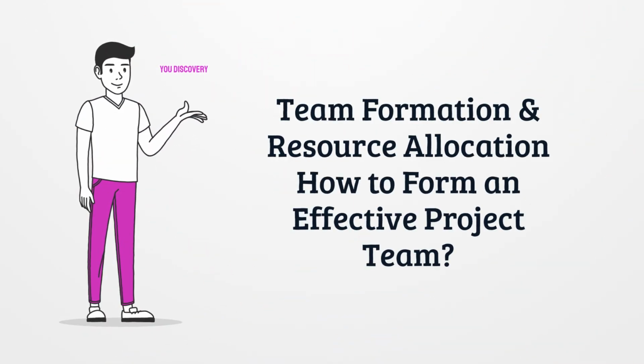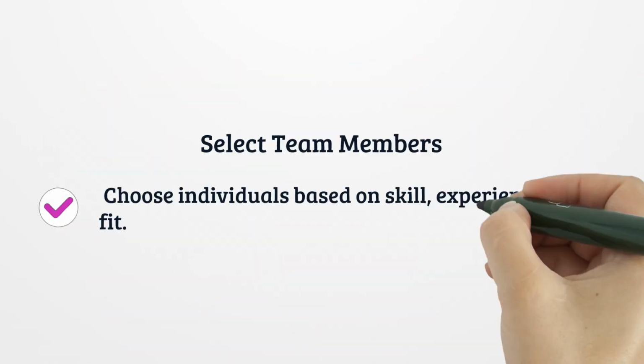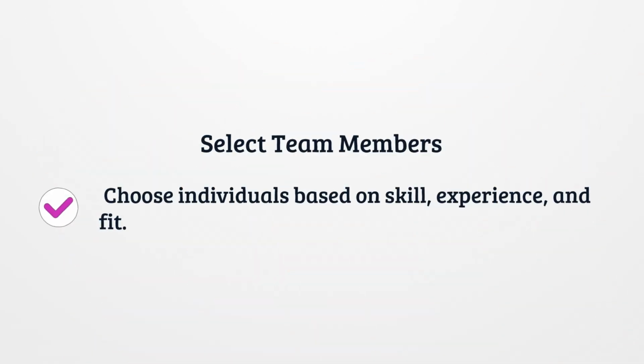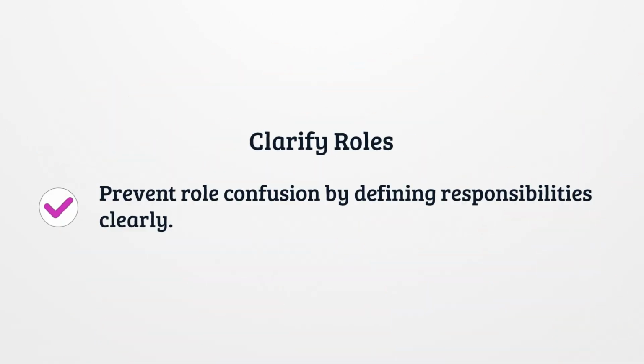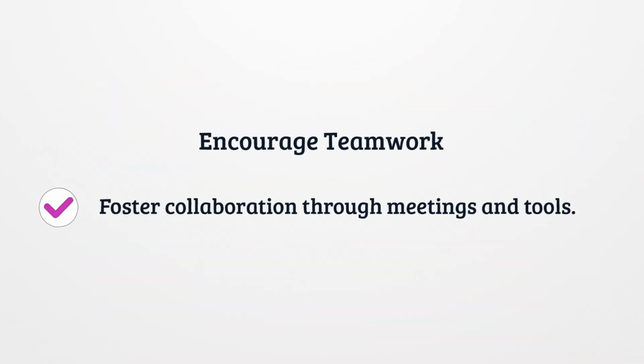How to form an effective project team. Define team structure. Assign leadership roles and reporting hierarchies. Select team members. Choose individuals based on skill, experience, and fit. Clarify roles. Prevent role confusion by defining responsibilities clearly. Encourage teamwork. Foster collaboration through meetings and tools.